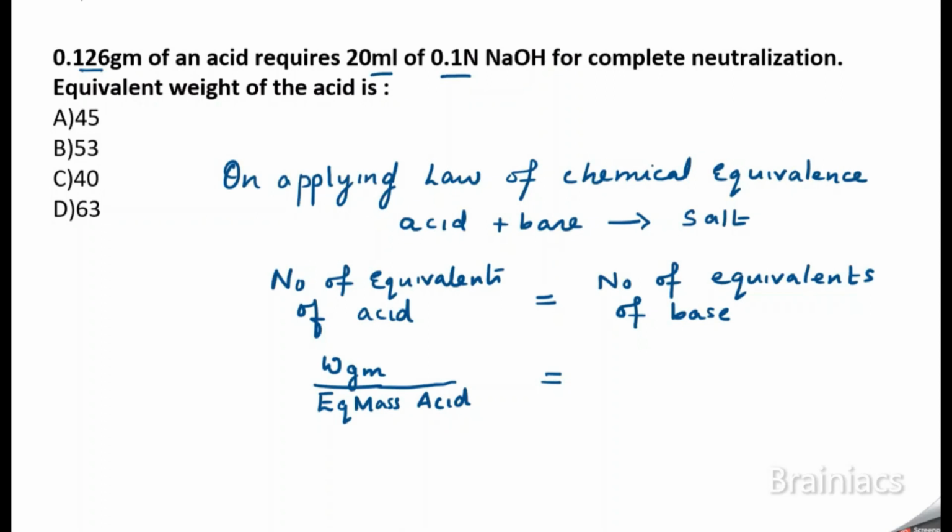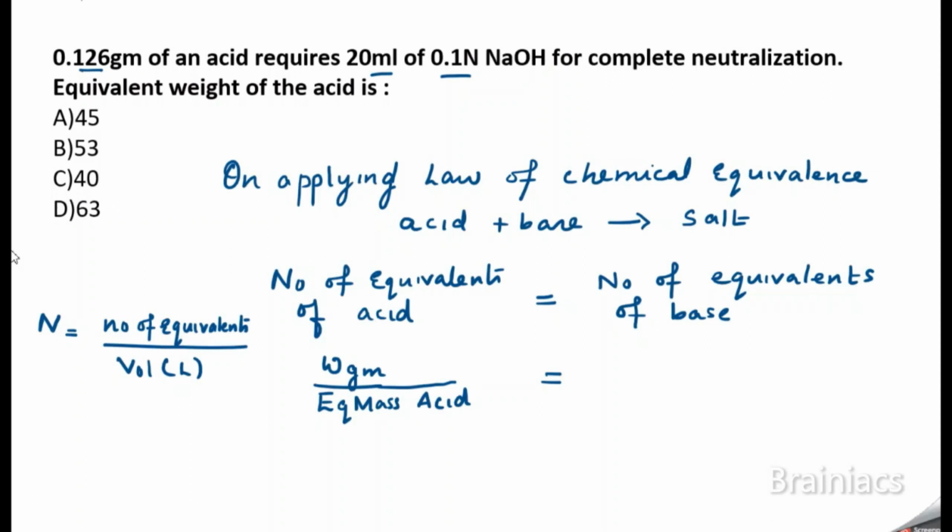So we have a formula you might have learned in the chapter solutions. Normality is equal to what actually? Normality is equal to number of equivalents divided by volume of the solution in liters, correct? We know the definition of normality. Normality states that the number of equivalents present in 1 liter of the solution is called 1 normal. And what is molarity? Number of moles of the solute present in 1 liter of the solution.